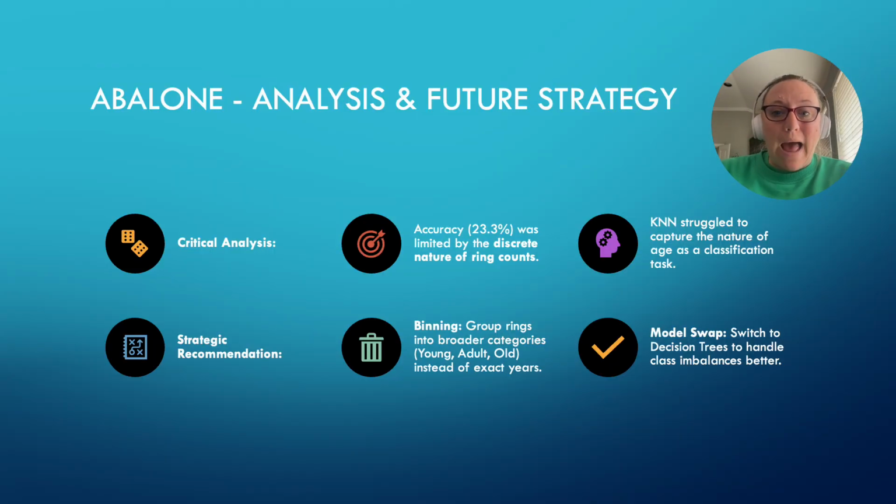We need to discuss why the abalone model underperformed and how we would fix it in a real-world scenario. Our results highlight that treating age as a specific integer, like predicting exactly 9 rings versus 10, is incredibly difficult due to the overlap in physical traits. My recommendation for future iterations would be to move to binning. If we grouped the abalones into young, adult, and old, our accuracy would likely skyrocket as the model could more easily distinguish between those broader categories.